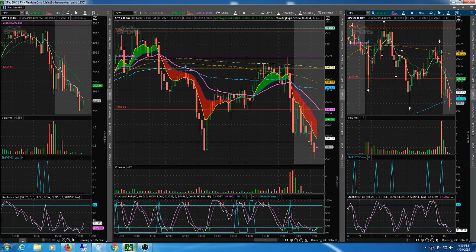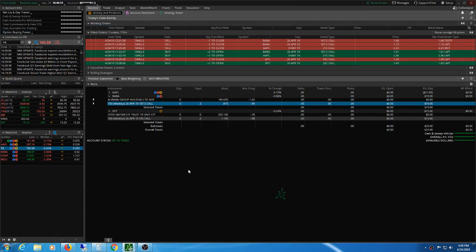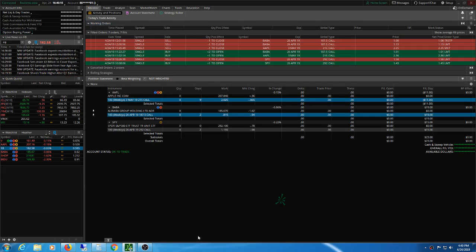Made a couple trades today. Let's see, I made an Apple trade for a little loss. Apple calls. Traded SPY calls pretty early on, 10:08. Take a look at that.